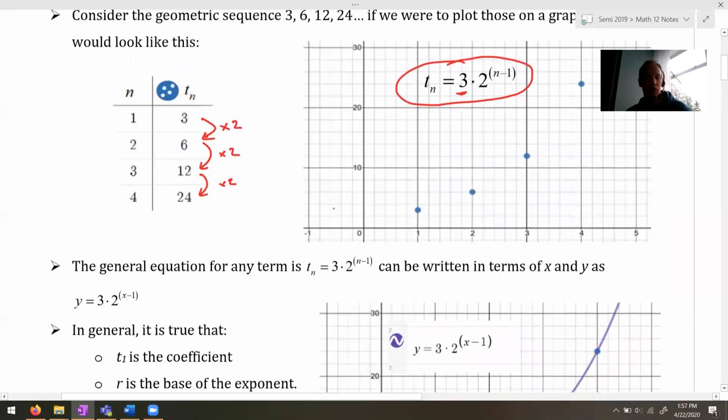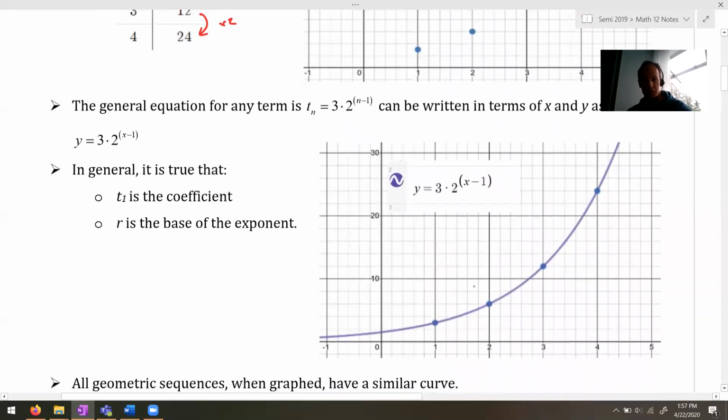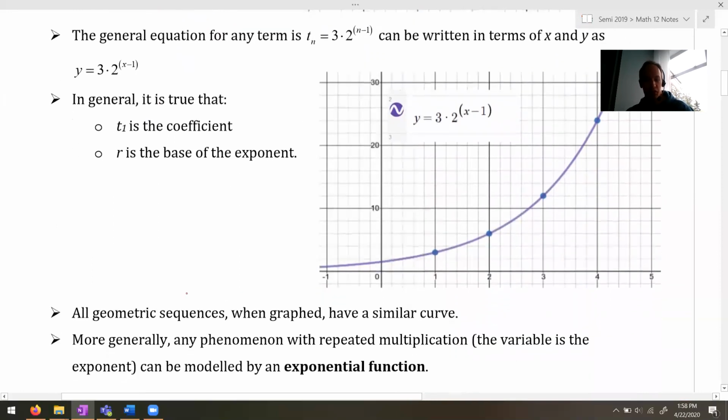So the connection here is pretty obvious between a geometric sequence and a graph. It's going to make a nice little curving upward graph like this. All geometric sequences when graphed are going to have a similar curve. And what we're going to say is just a general statement. Any phenomenon, so anything you could measure where you've got repeated multiplication, in this case I was multiplying by 2 over and over, where the variable is going to be the exponent, is going to be modeled by something called an exponential function. It's a function that has the variable in the exponent.